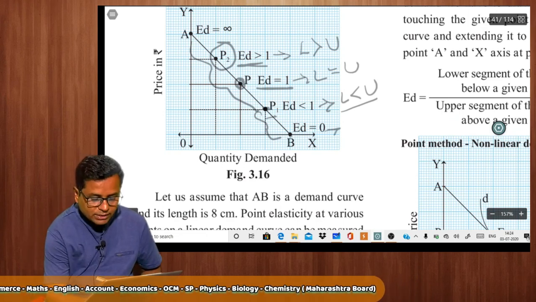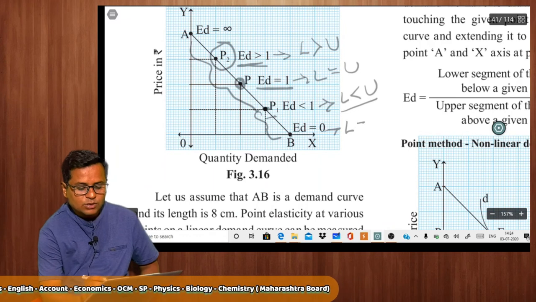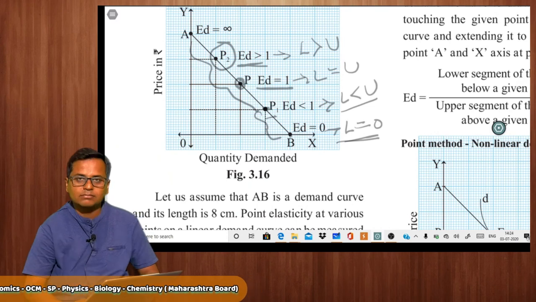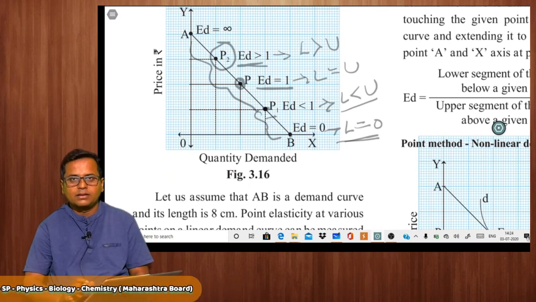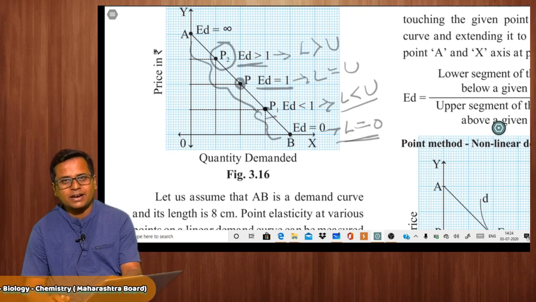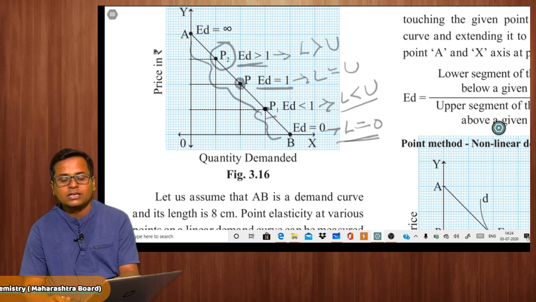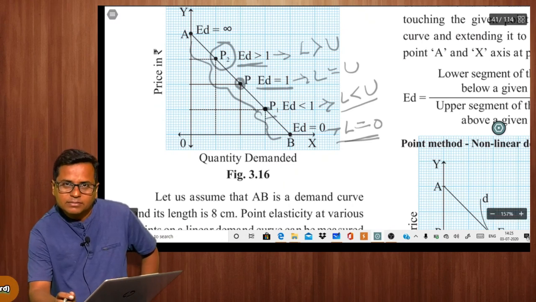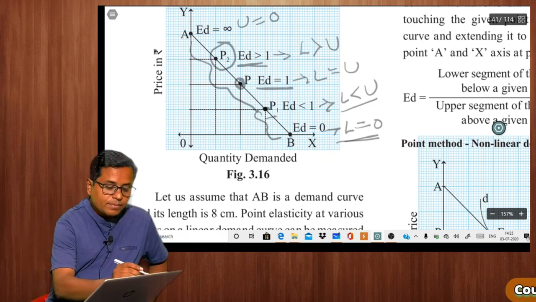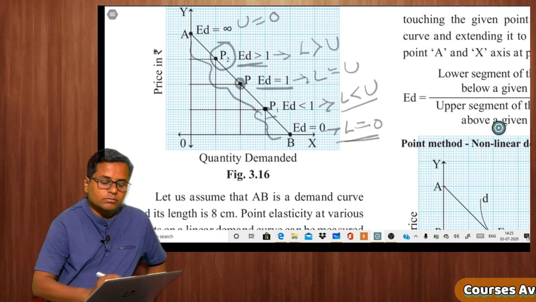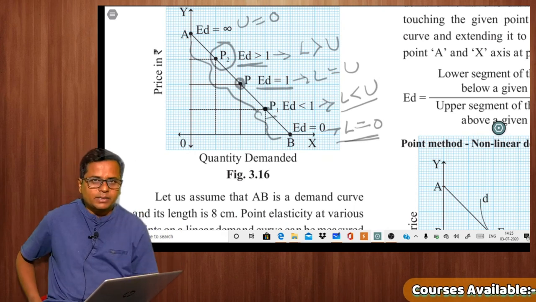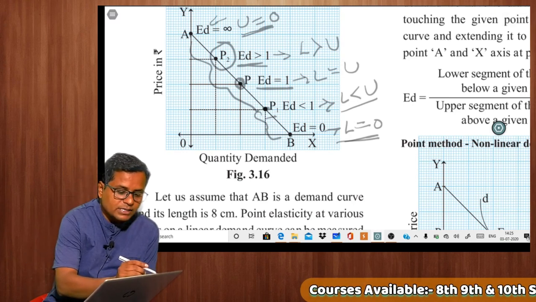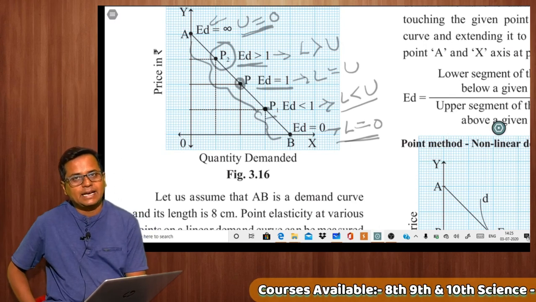At point B, you can see elasticity of demand is 0. Why? Because the lower part is 0 here. Is there anything below B? No. Nothing is there, so what will the lower part be? 0. Therefore, the demand will be perfectly inelastic at point B. And at point A, upper part is 0. Is there anything above A? No. Therefore, upper part is zero, and therefore demand is perfectly elastic.